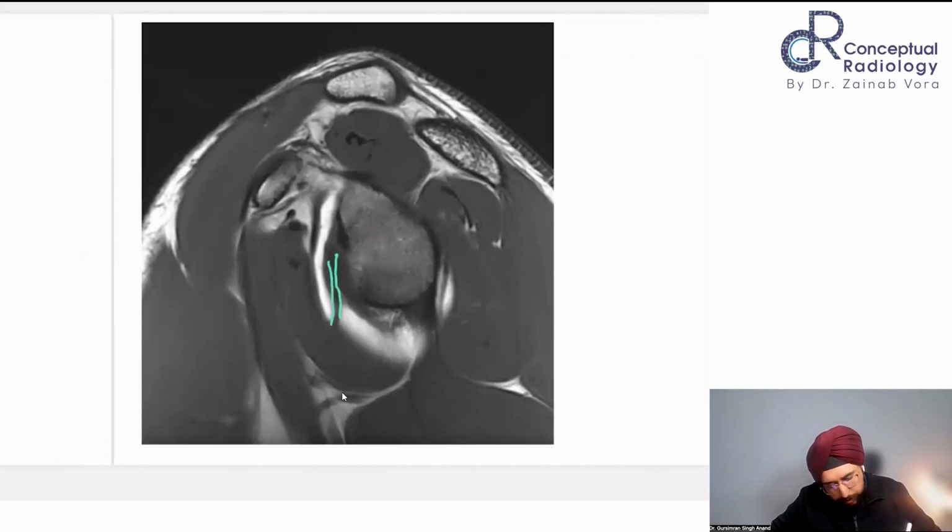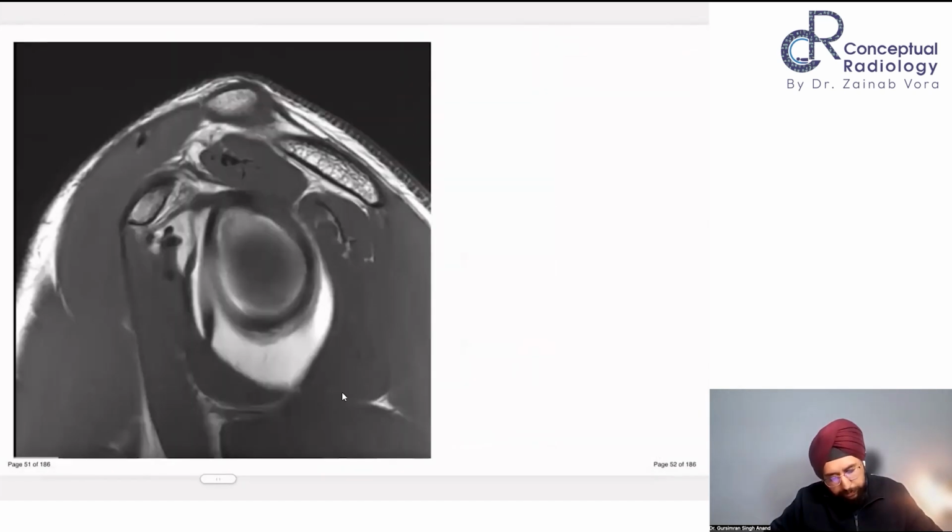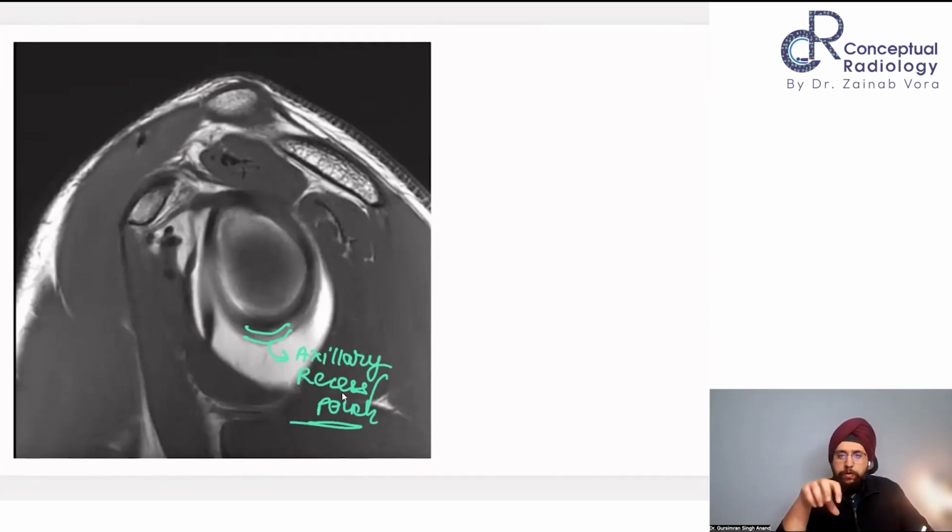So this is basically your anterior band of IGHL. Again, these can be seen both on axial images as well as the sagittal oblique images. And this is your posterior band. This region is basically your axillary recess slash pouch. In this case, there's a lot of glenohumeral joint effusion. Otherwise you will not see it, you just see it like in this image. So this is the anterior band, this is your posterior band, and this is your axillary recess.